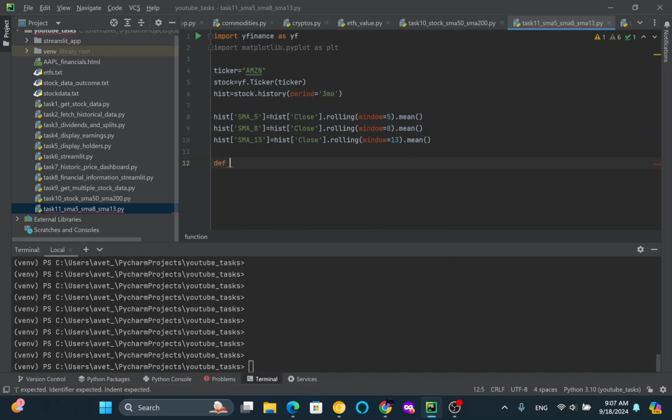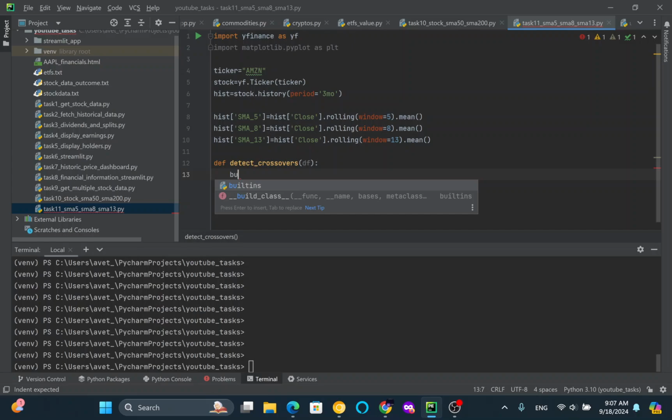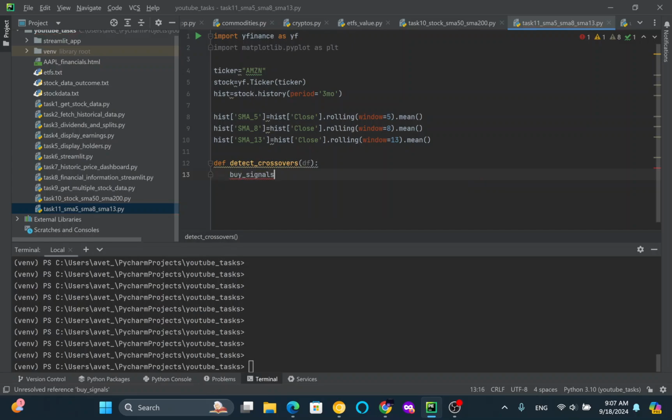So let's write our function to calculate it, detect crossovers, taking this data frame. Our buy signals will be an empty list. Same for sell signals. So we have both buy and sell signals declared as empty lists, where we are going to put the data which matches our definition. So let's provide those definitions.